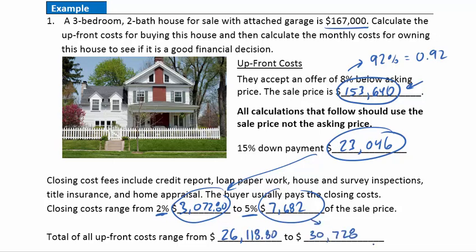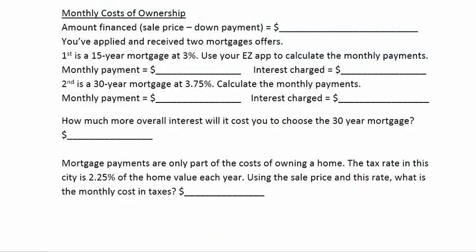$118.80. Okay, and on the higher side of things, when I add the down payment plus the $7,000 for a 5% closing cost, I get $30,728. That means to buy this house, I'm going to have all the way up to basically $30,000 saved if I want to purchase this home. So now we've gotten through the initial upfront costs.